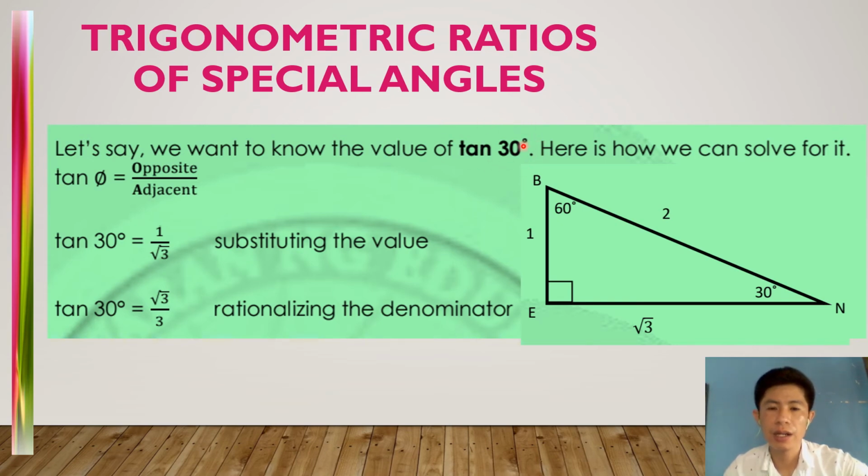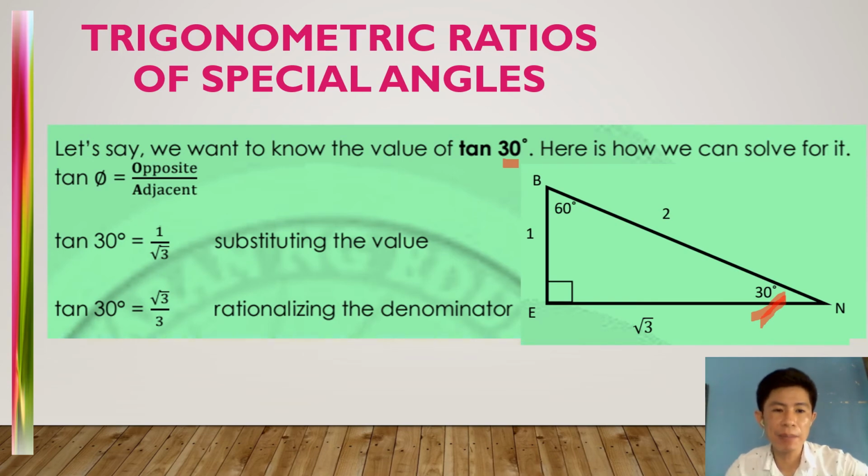Let us look for the value of tangent 30 degrees in this figure. Okay, so we all know that tangent theta is equal to opposite over adjacent. Since yung hinahanap natin ay 30 degrees, ang magiging reference natin ay etong angle na to. So, this angle. Ayan. So, 30 degrees. Kaya ito yung kukunin natin.